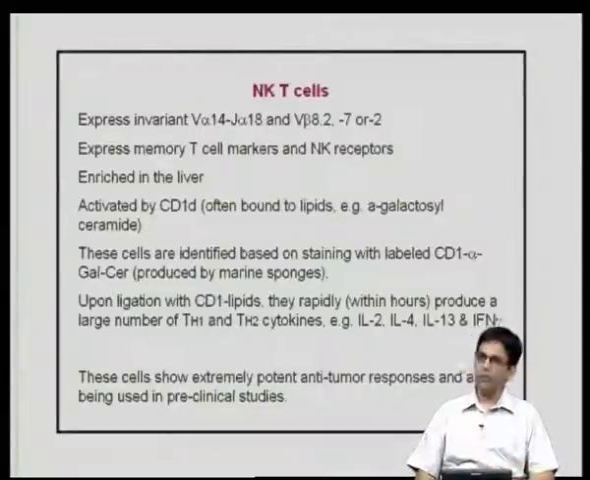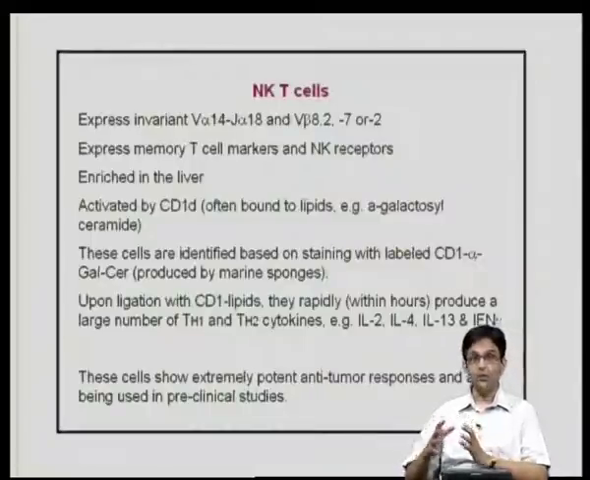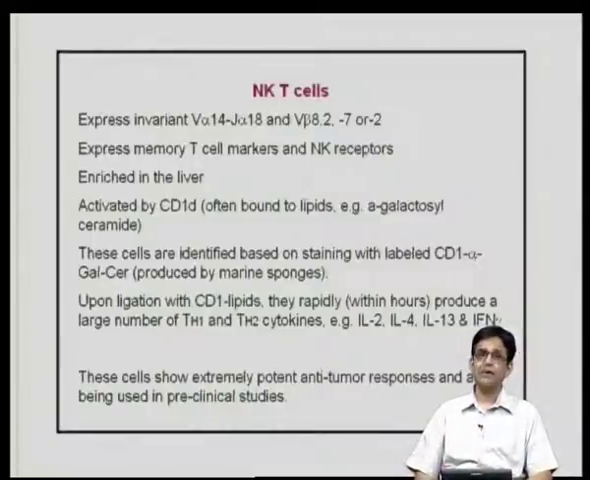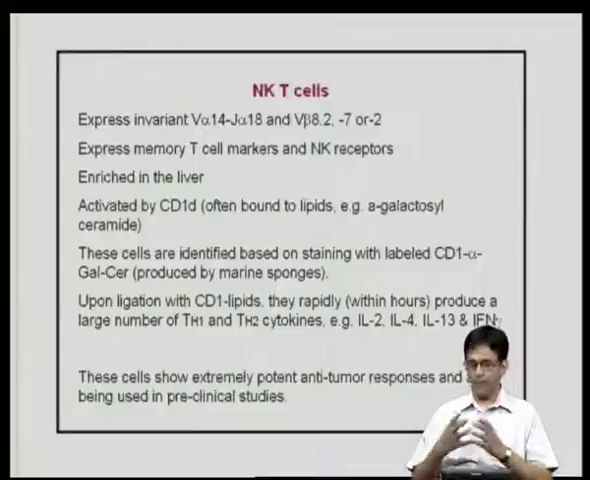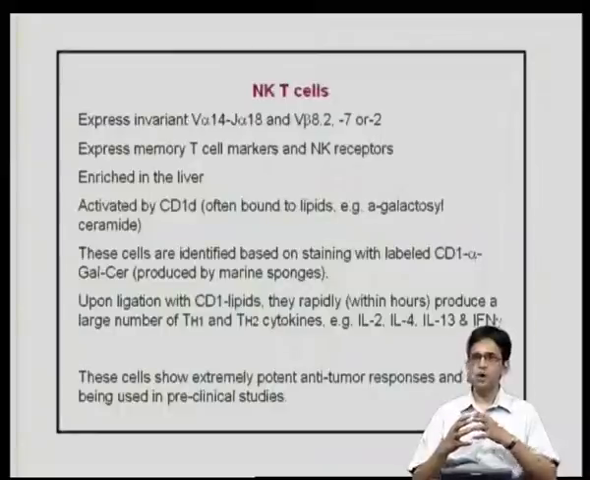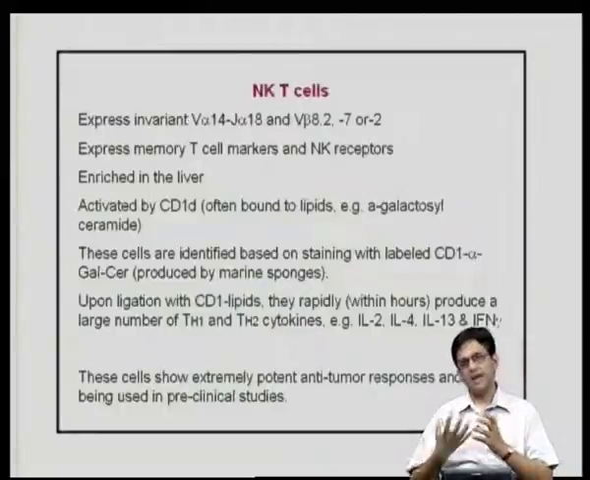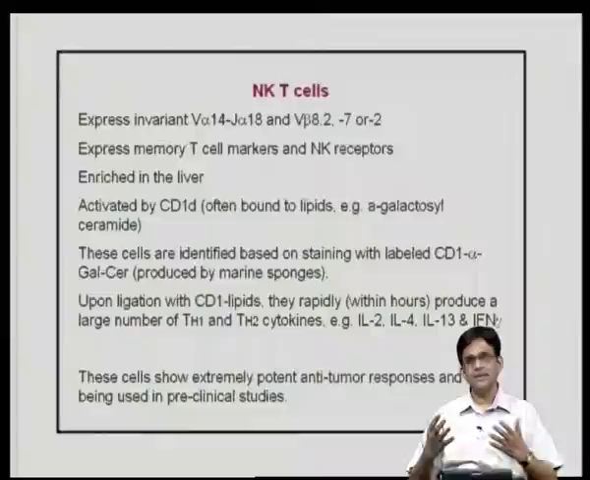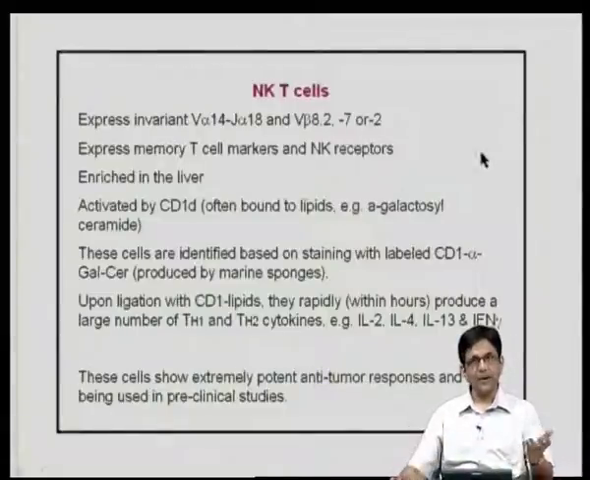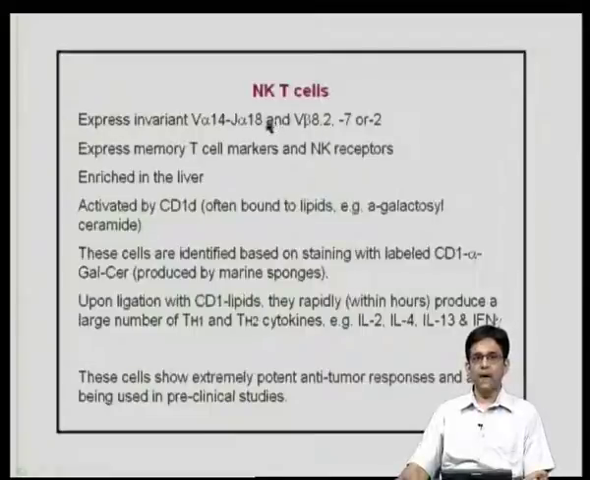We will talk a little bit about an enigmatic group of cells known as the natural T cells or the NK T cells. Now, these cells are ones in which they have components of both the natural killer cells as well as the T cells, and they are T cells because they express CD3. In fact, they express an invariant T cell receptor, where you have the V alpha 14, the J alpha 18 linked with V beta 8.